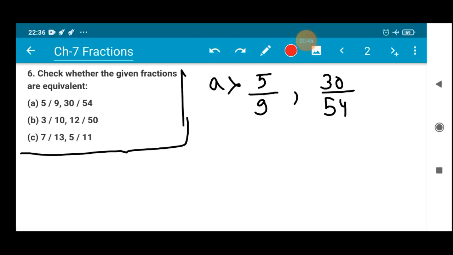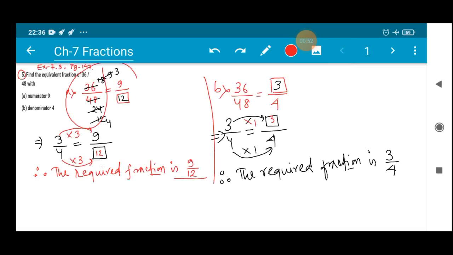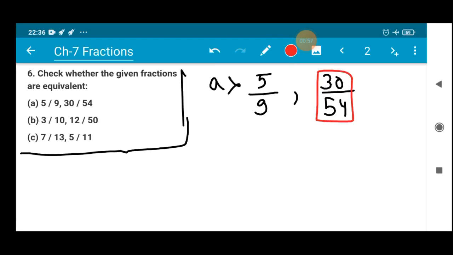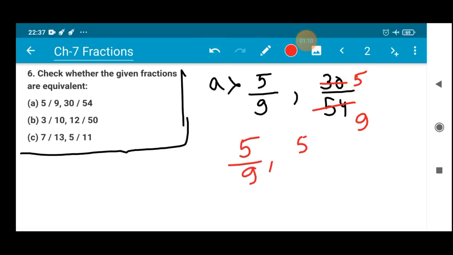But there is one step you have to follow compulsorily. In our previous sum, we reduced 36 by 48 into a simpler form. Similarly, in 30 by 54 also, we have to convert this into the simpler form, right? So let's do that. 6 5s are 30, 6 9s are 54. Aren't you getting 5 and 9 in both the numerator and denominator? So don't judge directly. You have to convert this into the simplest form.